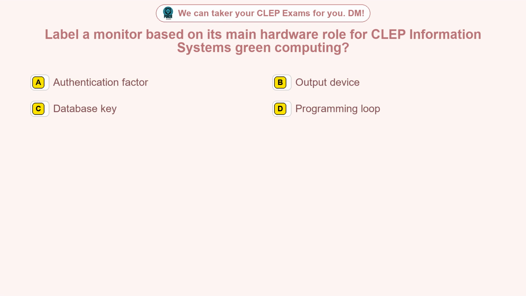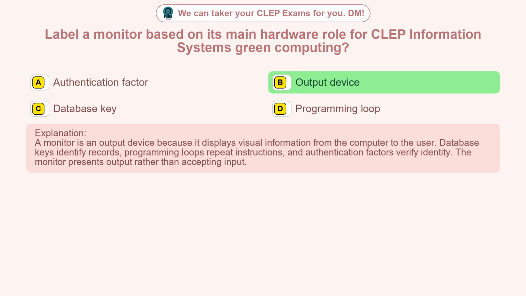Question 55. Label a monitor based on its main hardware role for CLEP Information Systems green computing. Option A, authentication factor. Option B, output device. Option C, database key. Option D, programming loop. The correct answer is option B, output device. A monitor is an output device because it displays visual information from the computer to the user. Database keys identify records, programming loops repeat instructions, and authentication factors verify identity. The monitor presents output rather than accepting input.